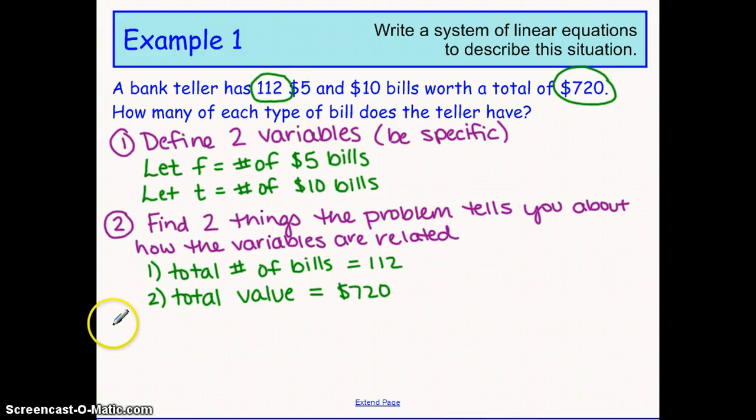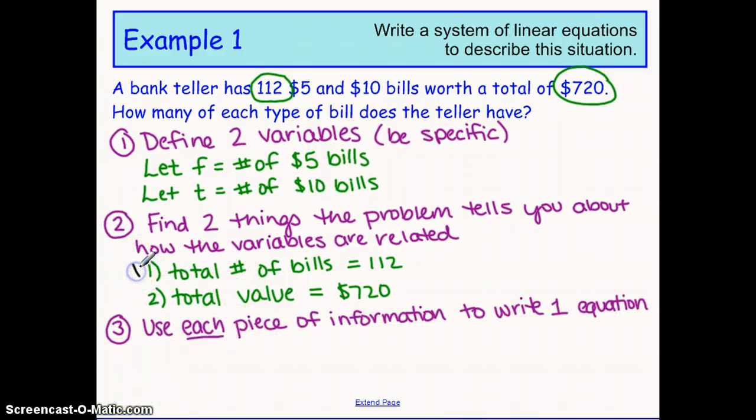So now what we're going to do is take each of these pieces of information separately. The total number of bills is 112 and the total value is $720. And we're going to use each piece of information to write one of the equations in our system. So first thing we're going to do is just hone in on this first piece of information. The total number of bills is 112.